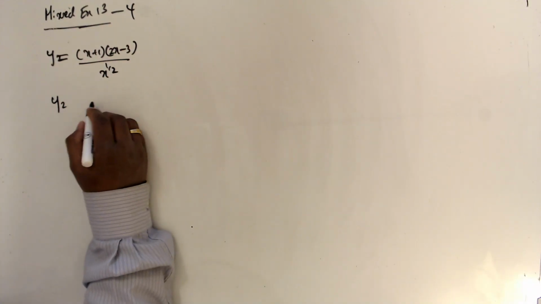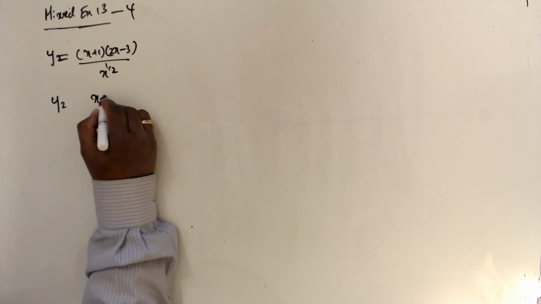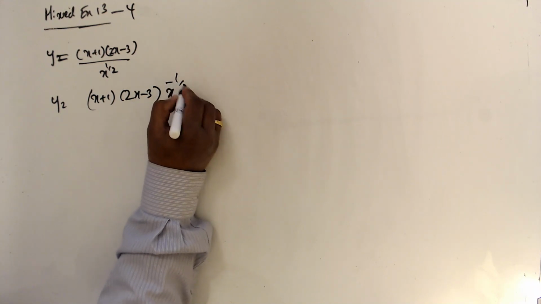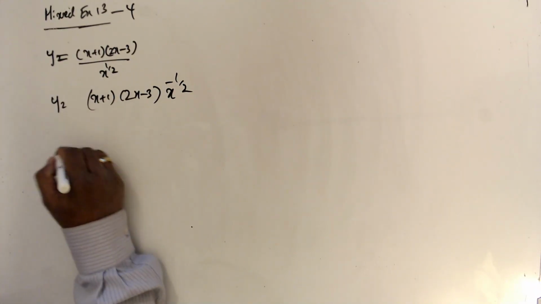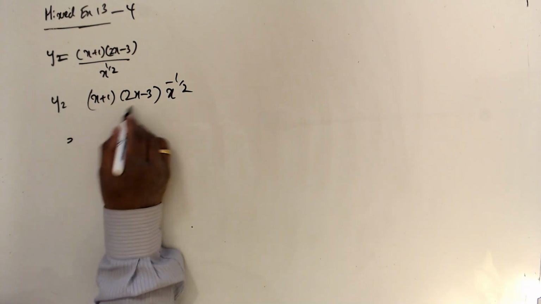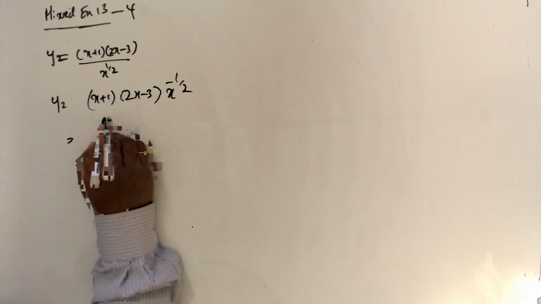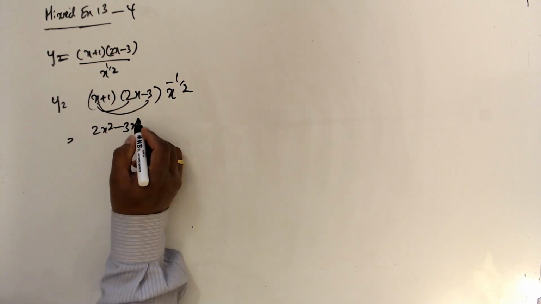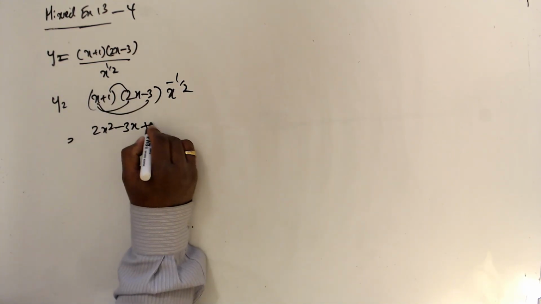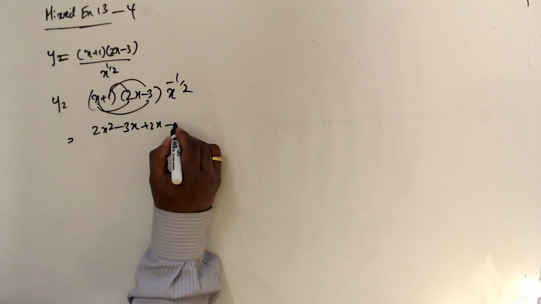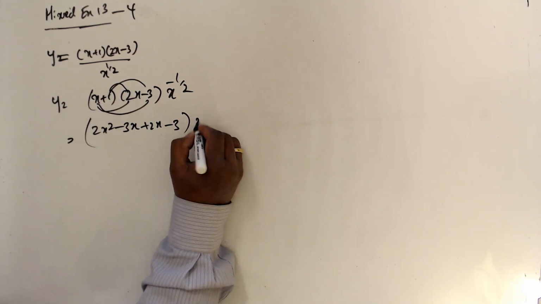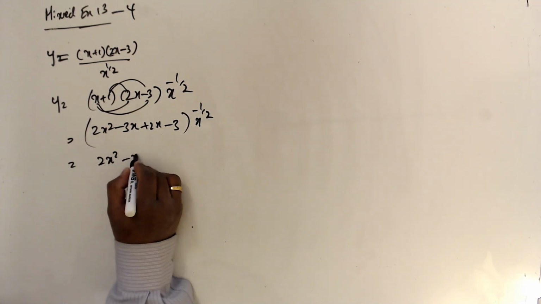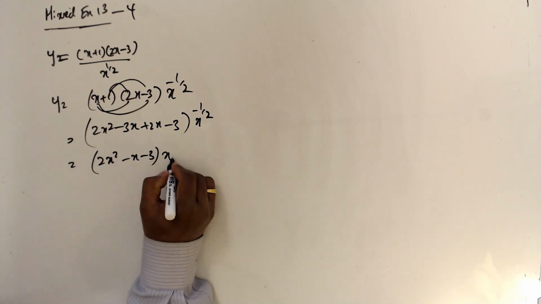y equal x plus 1, 2x minus 3 and x minus half. So we want to integrate this one. First of all, we'll expand: 2x square minus 3x plus 2x minus 3 times x minus half. So this is 2x square minus x minus 3, x minus half.